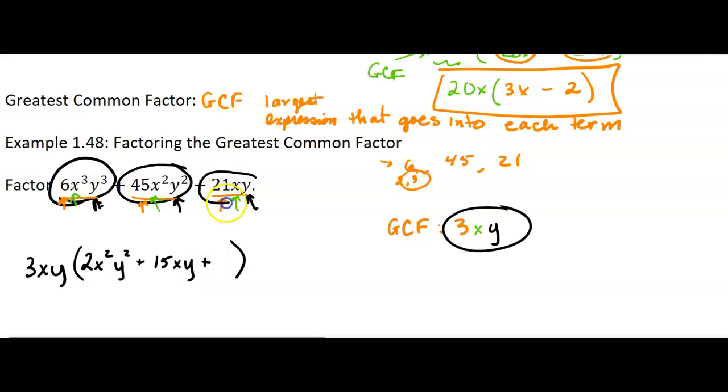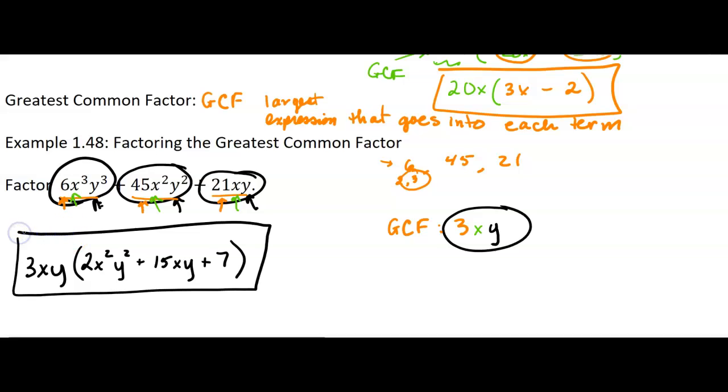Plus, and then I look at this one. Well, if I divide by 3, that would give me a 7. The x already came out and the y already came out. So I don't have any left. This is factored. It's in terms of multiplication. I have a greatest common factor, 3xy, times this polynomial in here.